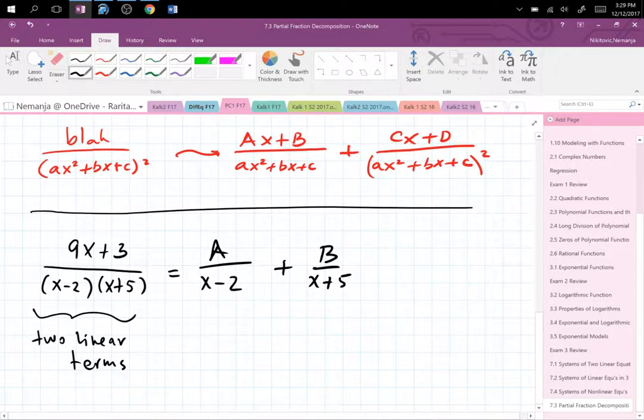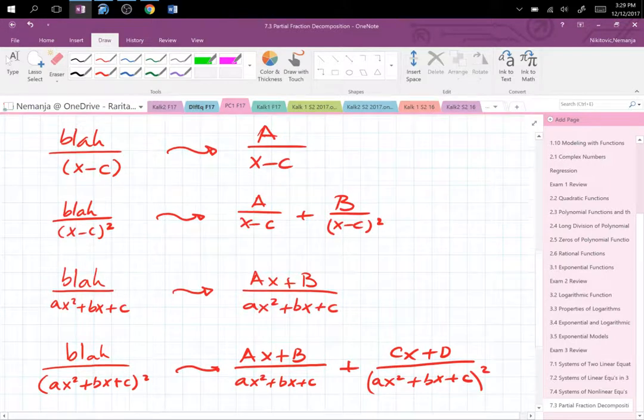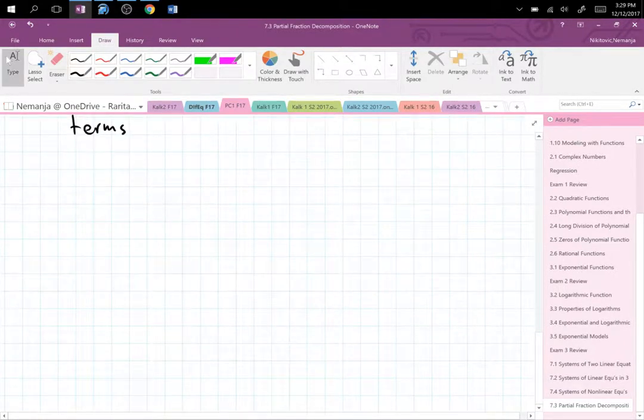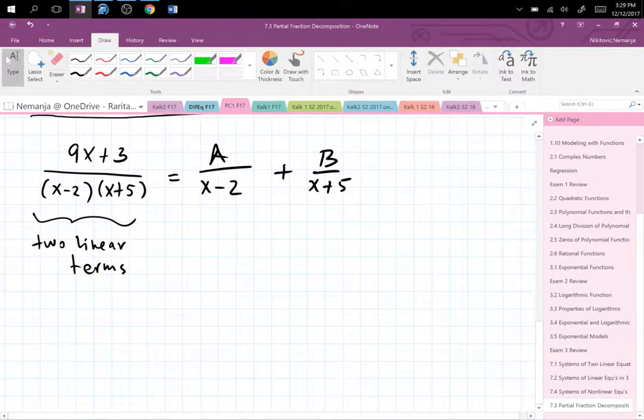So I use the first one twice. And obviously, since I have two different x minus c's, I have x minus 2 and x plus 5, so I will have two different constants to deal with this. So this is the setup. You look at the denominator, see what type of factors it has, and you assign appropriate formulas to each.